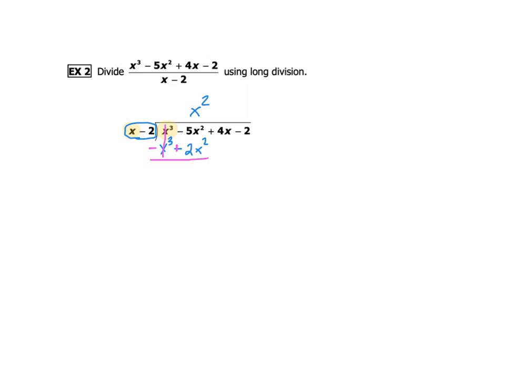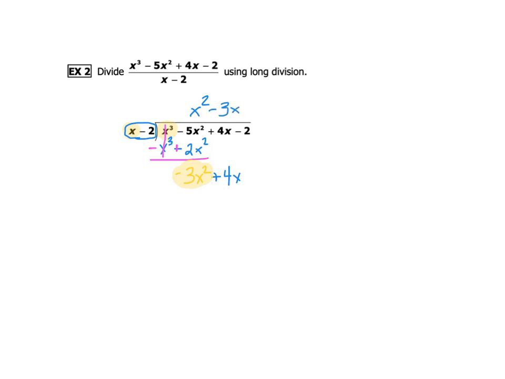So negative 5x squared plus 2x squared gives you negative 3x squared. And let's bring down another term. So I'm going to bring down that 4x. At this point, I am now going to look at my x, and instead of looking at x to the third, I am looking right here at negative 3x squared. What do I need to multiply x by to get negative 3x squared? The answer to that is going to be negative 3x. So I'm going to write that up here at the top.